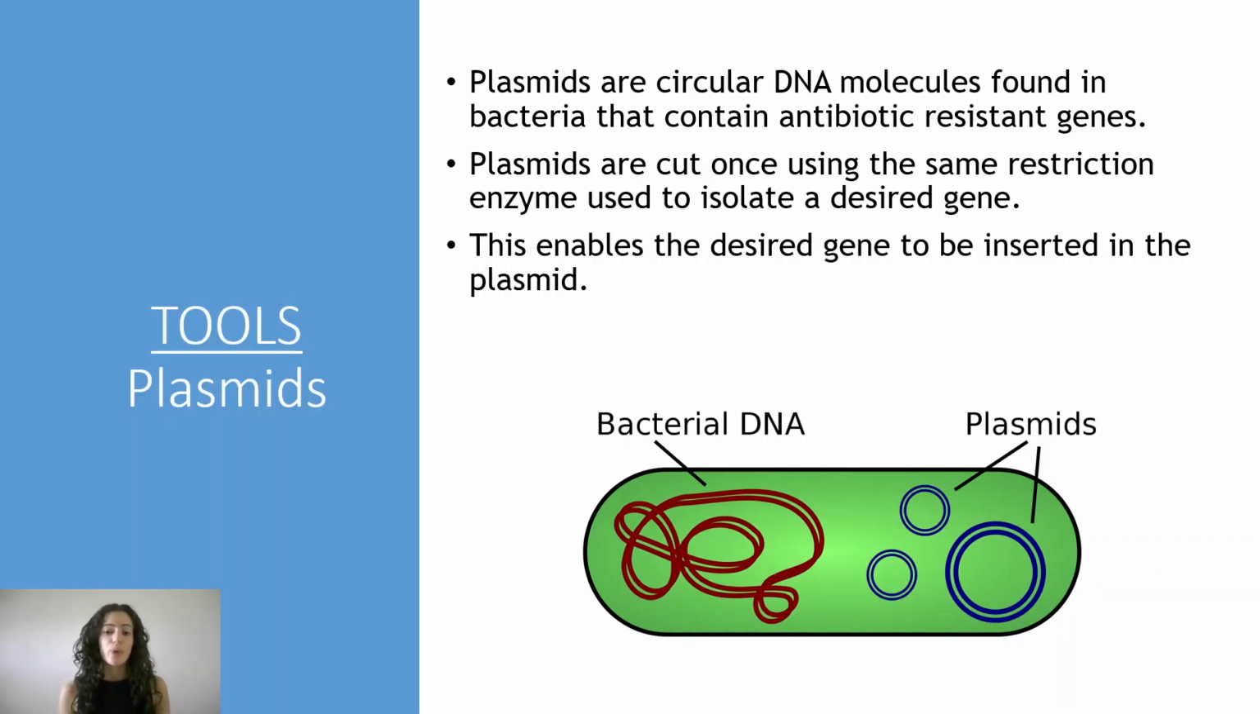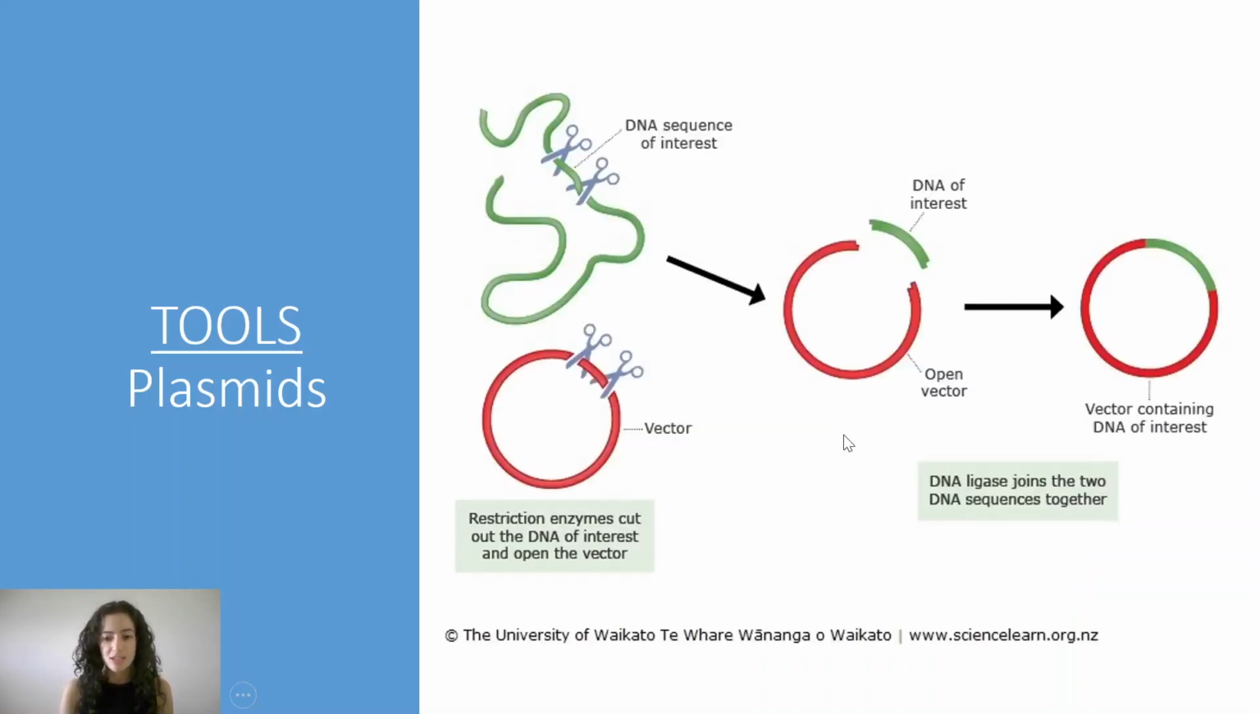So what geneticists do with plasmids is they can cut the plasmid once using a restriction enzyme, and it will give them those sticky ends. And then if they've also cut a target gene with the same restriction enzyme, it's got those sticky ends that are complementary, and so it can be inserted into the plasmid and it will bind together to then make a plasmid with the gene inserted. So this diagram probably makes that a bit clearer. A plasmid might also be called a vector. Restriction enzymes will cut the DNA sequence of interest as well as the plasmid.